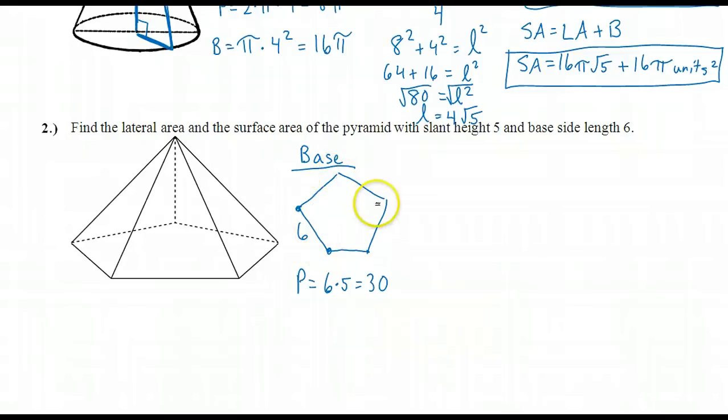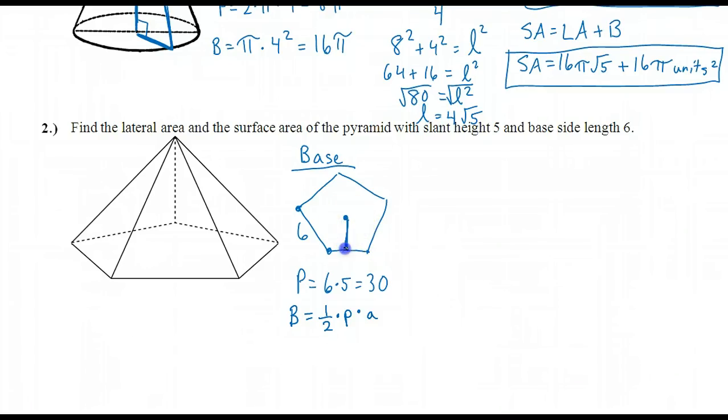My base is a regular polygon. In this case, a regular pentagon. So to find the base area, I want to use the formula for a regular polygon: 1/2 times the perimeter times the apothem. Well, I just figured out the perimeter. I need to figure out my apothem. To do that, I need to do some problem solving.